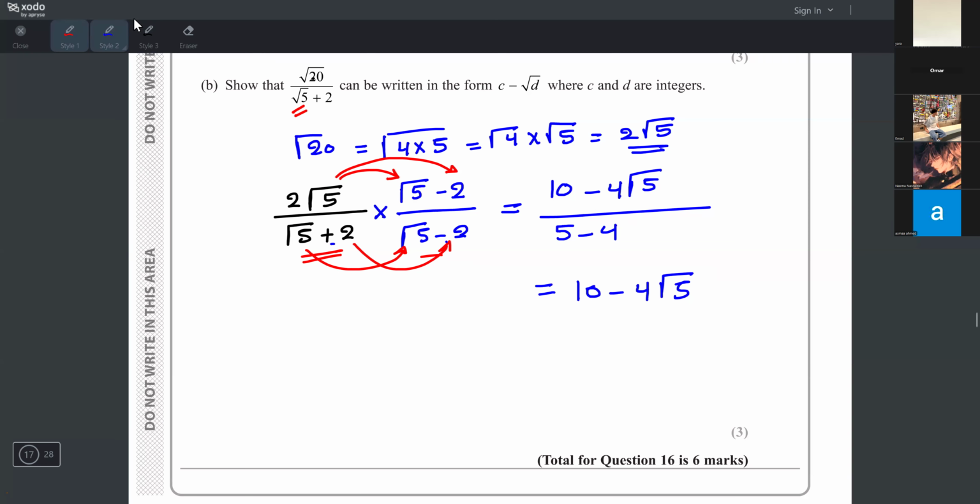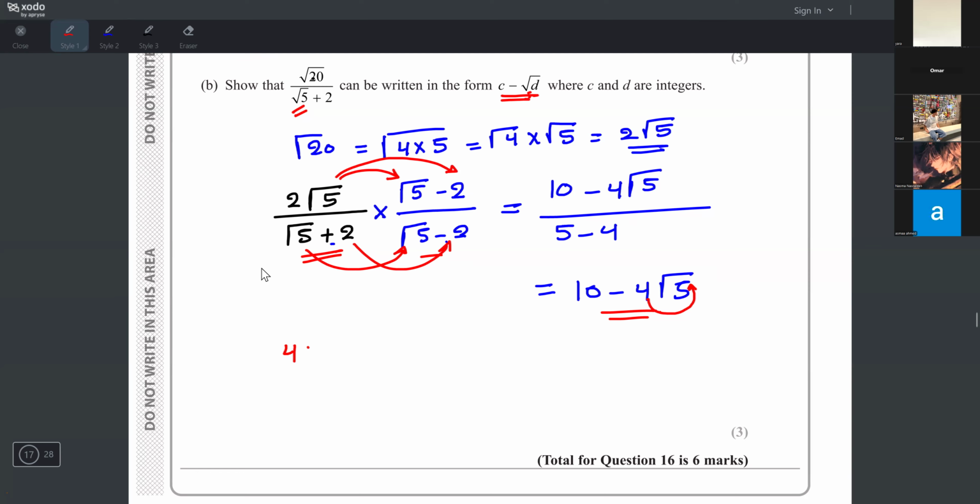My question now, Nisma: he needs this form, C minus root D, but we get this form. Are this form and this form the same or not? Not the same, because we need a square root only. So how can we write 4 inside the square root? 5 minus 4? No, 5 times 16. Okay, kids, focus with me.